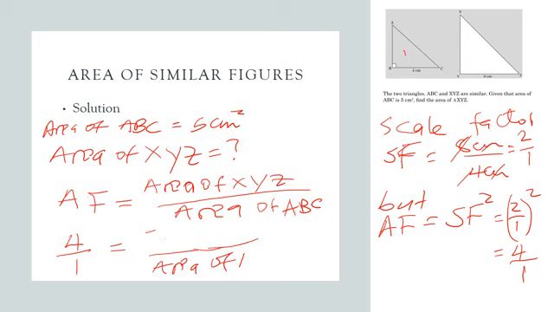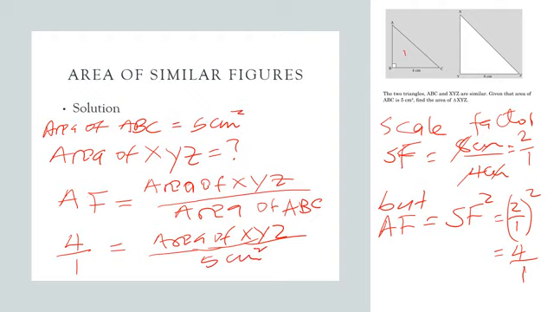No. Here we are making a very big mistake. The question is the area of XYZ divided by the area of ABC. The area of XYZ we don't know, we leave it. The area of XYZ divided by the area of ABC, which is 5 centimeters squared. So it's a matter of making the area of XYZ the subject of the formula.